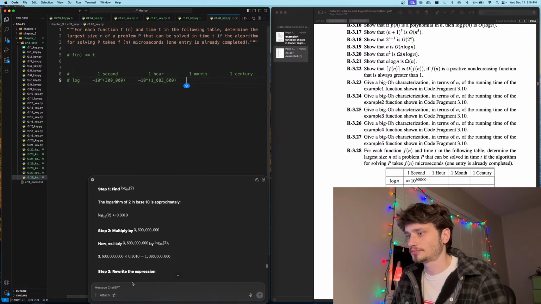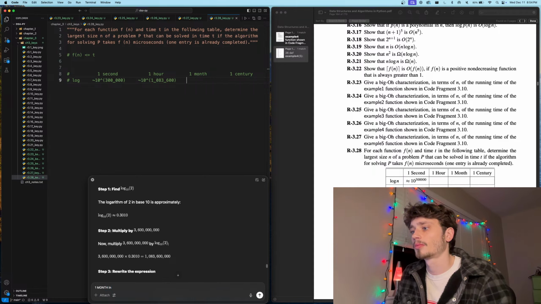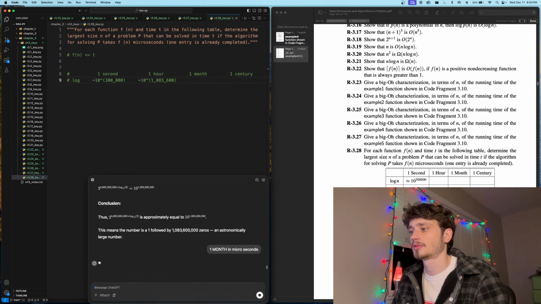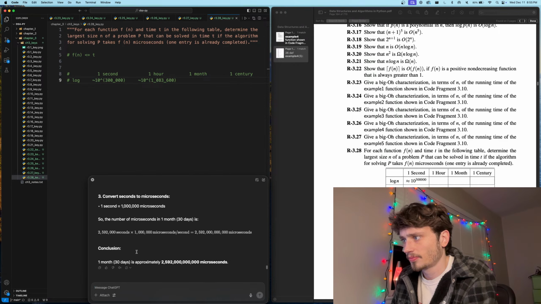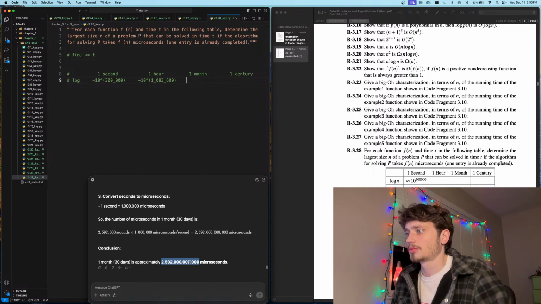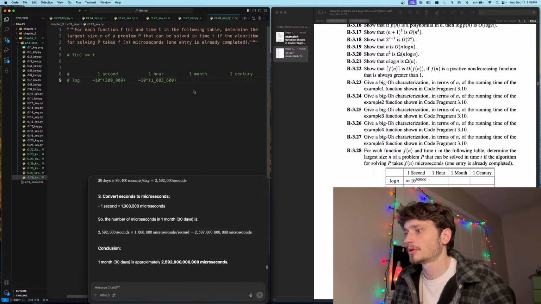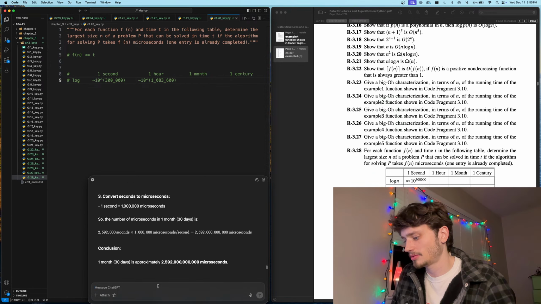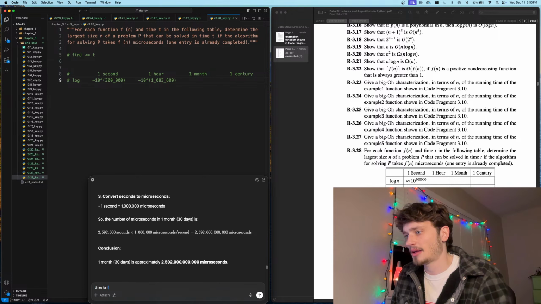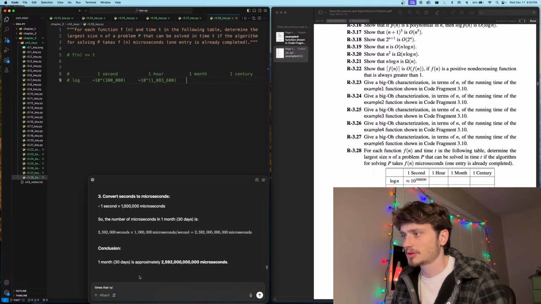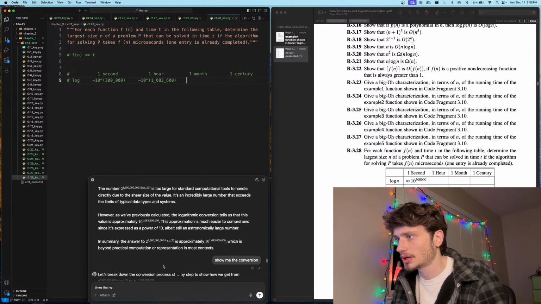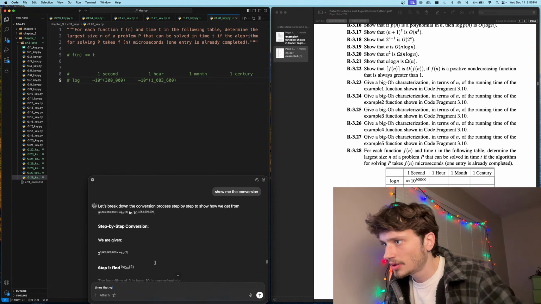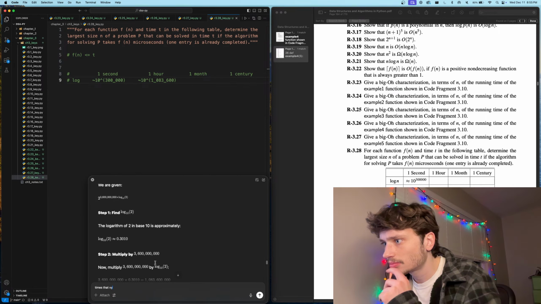Okay, then 1 month in microseconds. 1 month in microseconds is going to equal a lot of microseconds. This many microseconds. So it'd be 2 to the power of that. So multiply that times that by, what was it, 0.301.